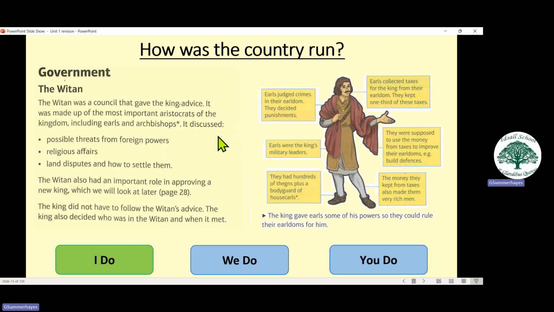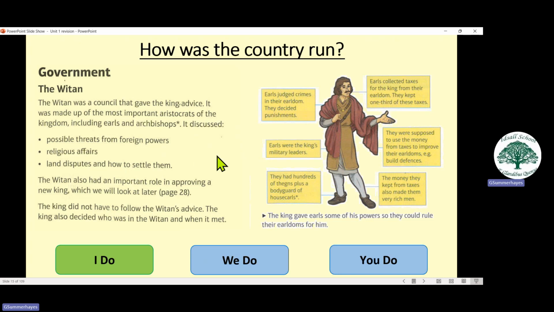The Witan's importance also stretched to when the king died. The Witan chose and approved the next king, which could well be the son of the king if there was one. But as we see in 1066, there wasn't an obvious choice, so the Witan became even more important there for that short period of time in choosing, as it turned out to be, Harold Godwinson.